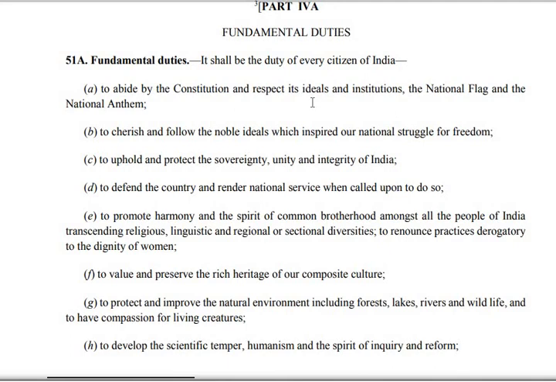The values of the constitution: equality, social justice, secularism. These all are the ideals of the Indian constitution, and they have to be respected by the citizens, and it is a fundamental duty of the citizen. Apart from respecting the national flag and national anthem, you also have to respect these principles and ideals of the constitution, and not only that, the institutions of the constitution, that is, institutions which are created by the constitution.